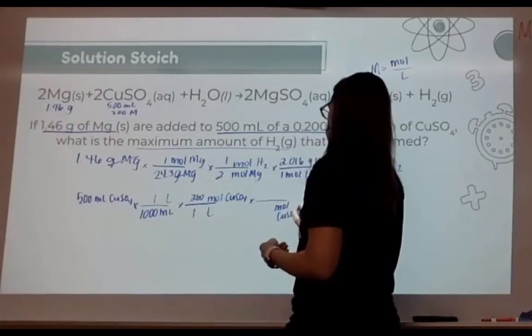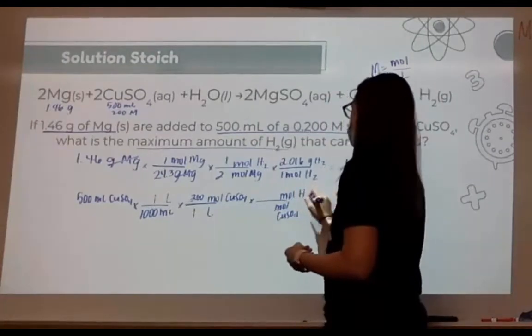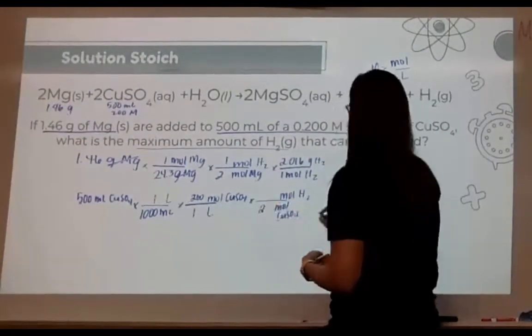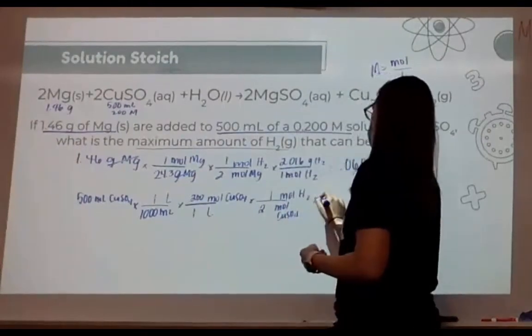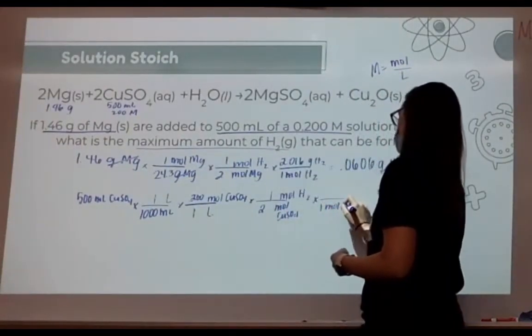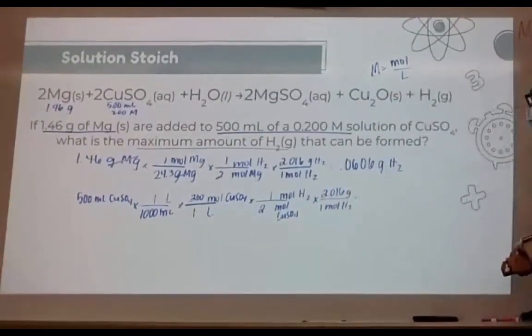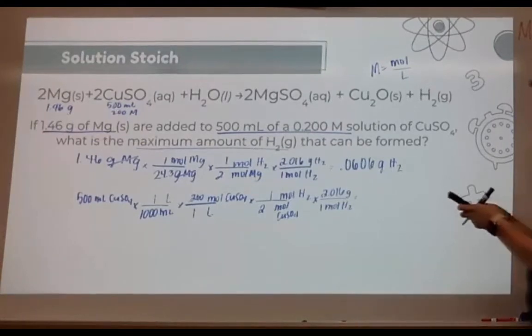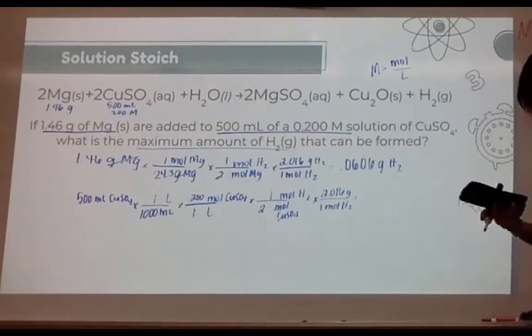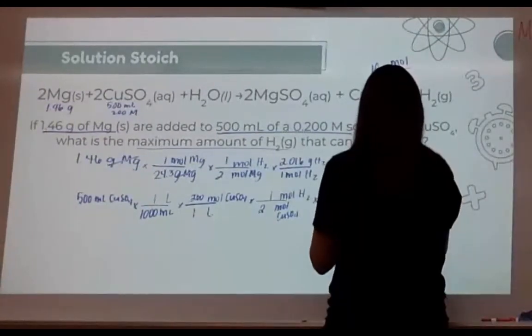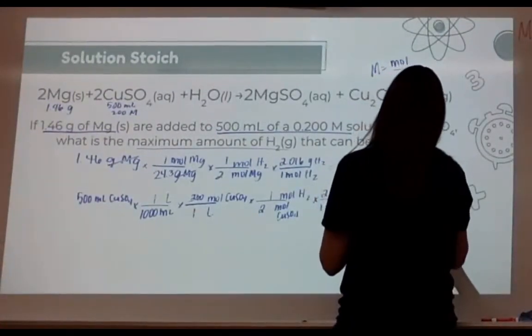So moles of CuSO4, now I want to go to H2. For every 2 moles of CuSO4, I make 1 mole of H2, and for every 1 mole of H2, it's 2.016 grams. Again, it's 2.016 because it is H2 gas. So 500 times 0.2 gives 0.101 grams of H2.